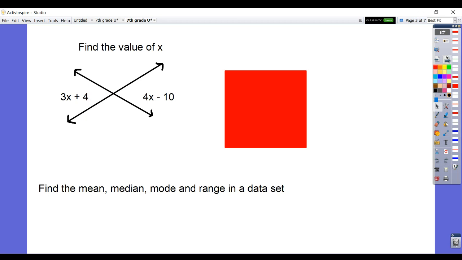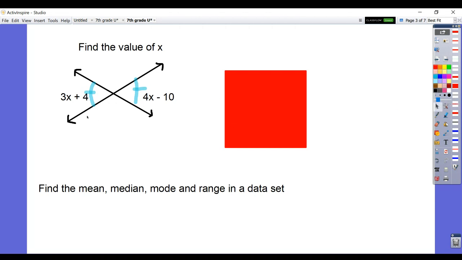Then another thing that will be on the test is to find the value of x. Again, they don't want you to measure these angles. They want you to use what you learned in this unit about different special types of angles. One special type being vertical angles. So what we know is these two angles are vertical to each other, and so that means that they are congruent.